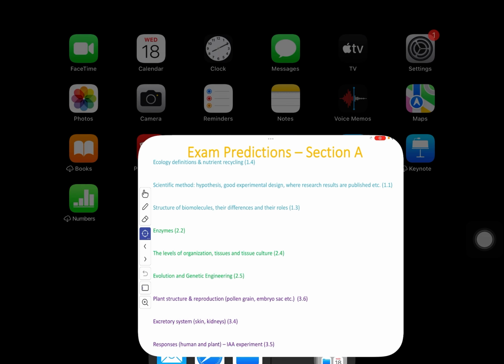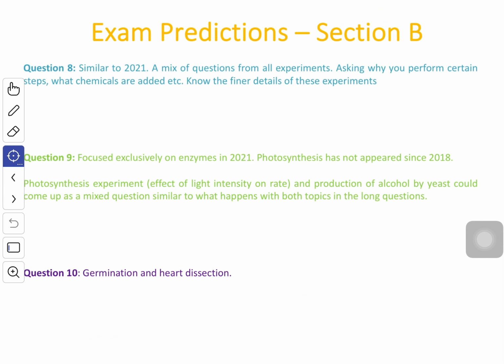Now, if we click back here again, onto our experiment questions. Question 8, I feel like it's going to be very similar to 2021. So it's going to be a mix of questions from all experiments because there's so few topics within question 8. I can't see them asking just one experiment unless it was to do with the habitat study. But it could be something similar, asking you why you perform certain steps, what chemicals are added. So for this, make sure you know the finer details of all the experiments. So know these ones in detail.